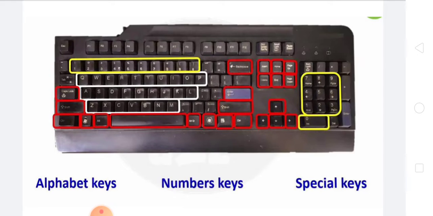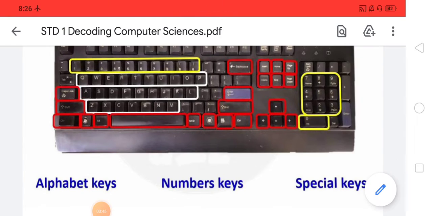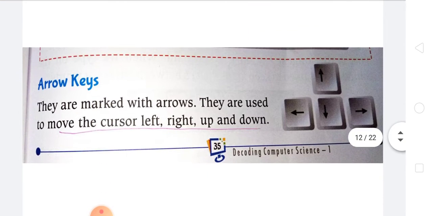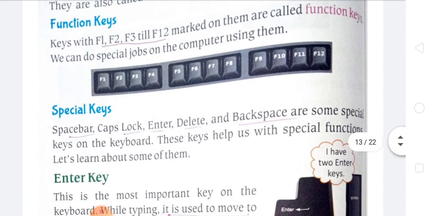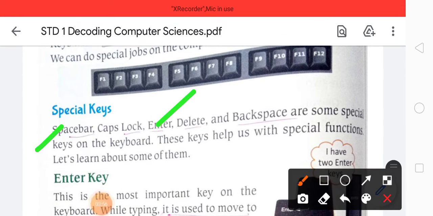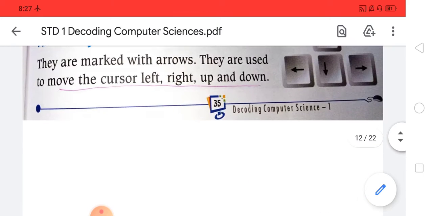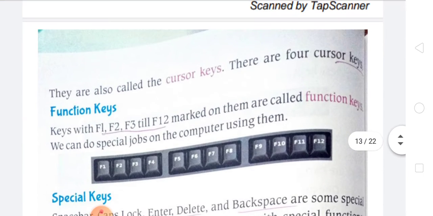And if we talk about the special keys, you may see here the red boxes denote the special keys. Okay, so special keys are the space bar, caps lock, enter, delete, backspace, etc. These keys help us with special functions. So let us learn about them. First of all we see the function of the arrow keys, then after that the function keys, and after that the special keys.